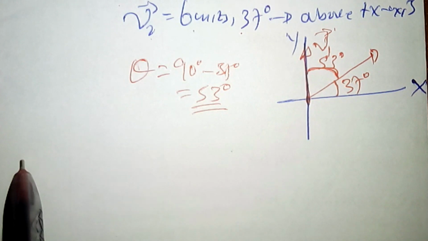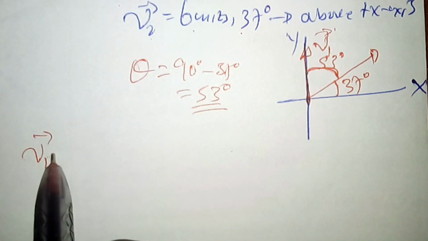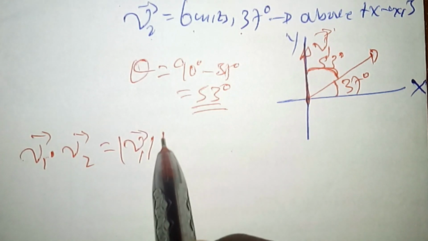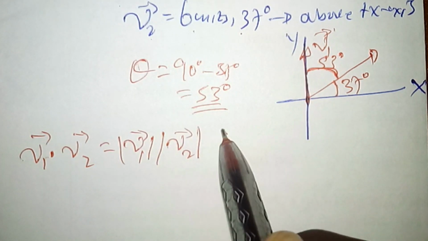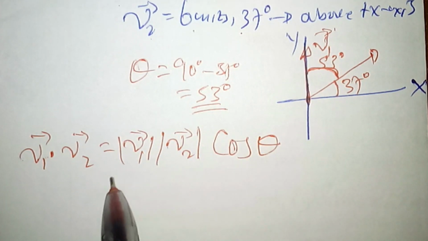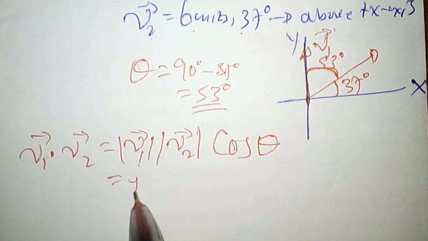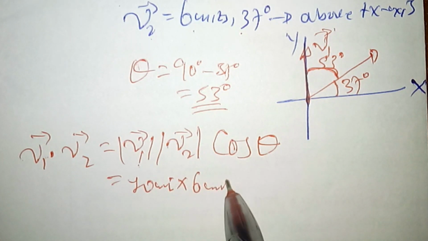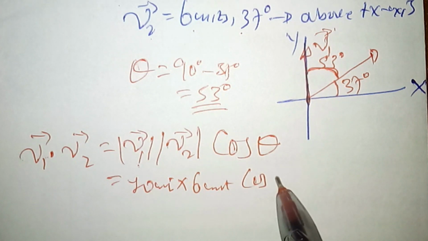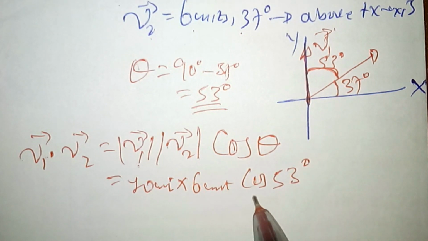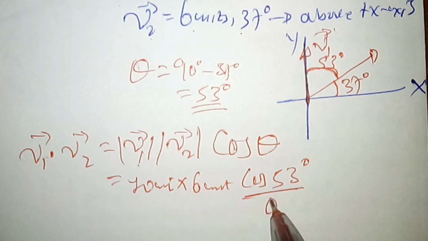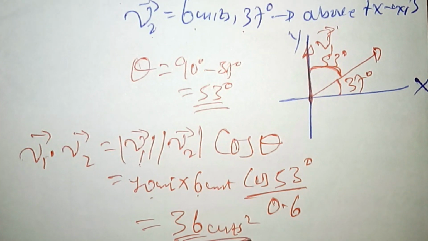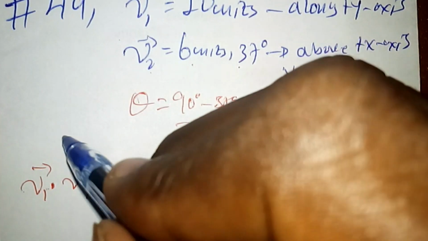Then the scalar product of v1 and v2, v1 dot v2, is equal to the magnitude of v1 times the magnitude of v2 times the cosine of the angle between them. So the magnitude of v1 is 10 units times the magnitude of v2, 6 units, times cos of 53 degrees, which is the angle between them. Cos of 53 is 0.6, so exactly we have 36 square units. So the answer is B.